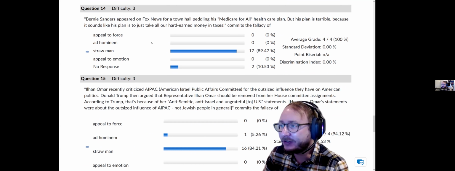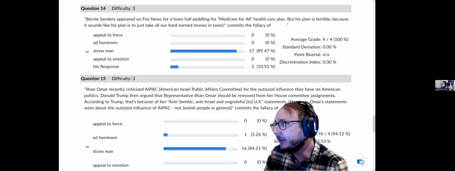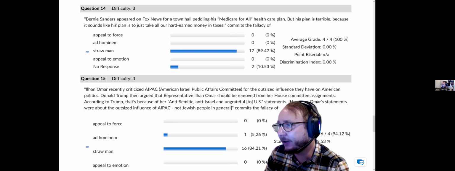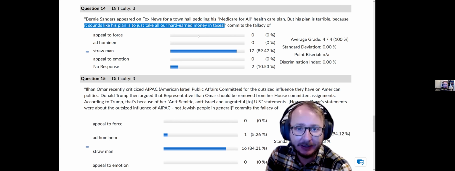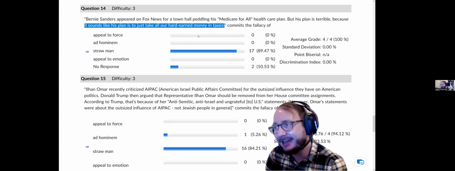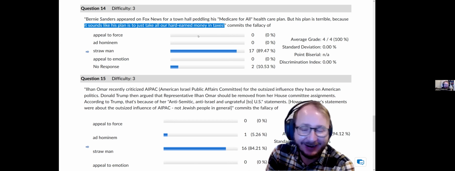So, question 14. This is a straw man. So, this is mischaracterizing Bernie Sanders' view about Medicare for all. It sounds like his plan is just to take all our hard-earned money in taxes. Well, that's probably not his plan, right? Nobody would come on national TV and say, my plan is to take all your hard-earned money in taxes. Like, that's not the whole substance of his plan, right?